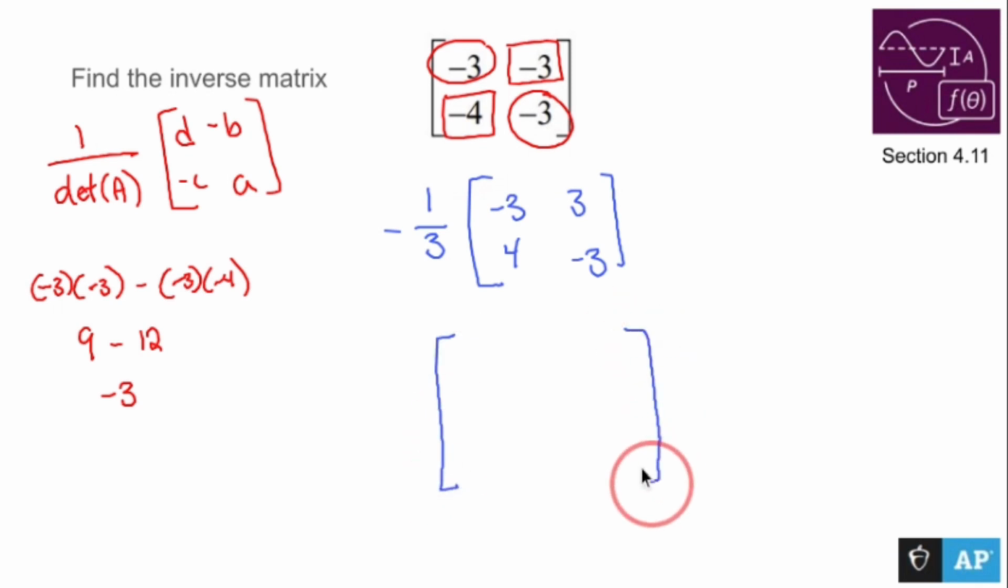So -1/3 times -3 is +1. -1/3 times 3 is -1. -1/3 times +4 is -4/3. And -1/3 times -3 again is +1. And that's your inverse matrix.